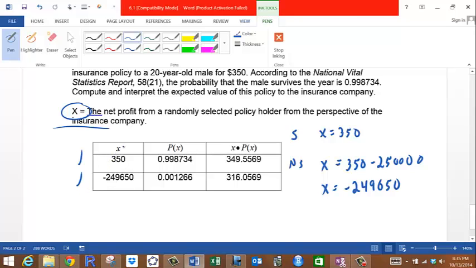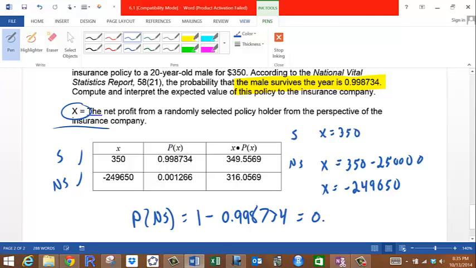And so the probability that the insurance company makes 350 is just the probability that he lives. And we're told in the question here, the probability the male survives the year is really good, 0.998734. So how do we get the probability he does not survive, which is down here? Survive and not survive. Not survive, we just take 1, so the probability that he does not survive is just 1 minus the probability that he survives, 0.998734. So we get this number here, 0.001266.